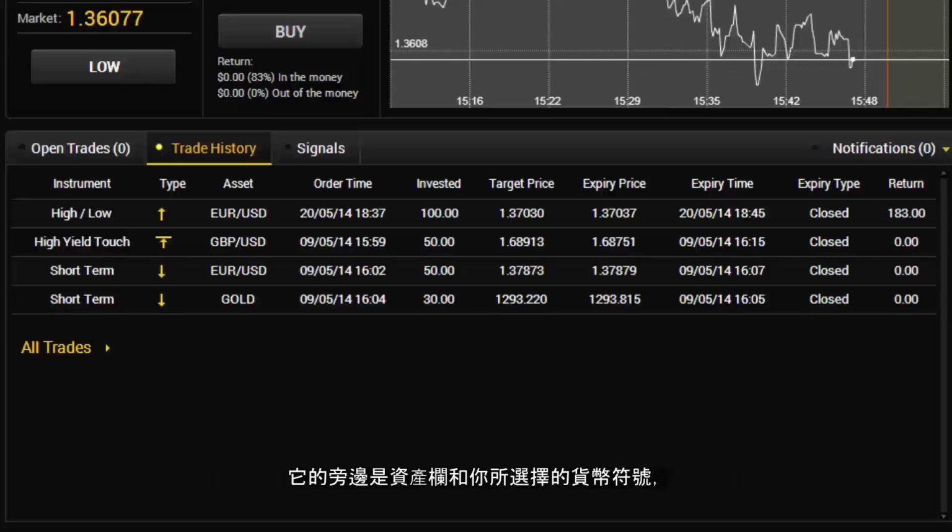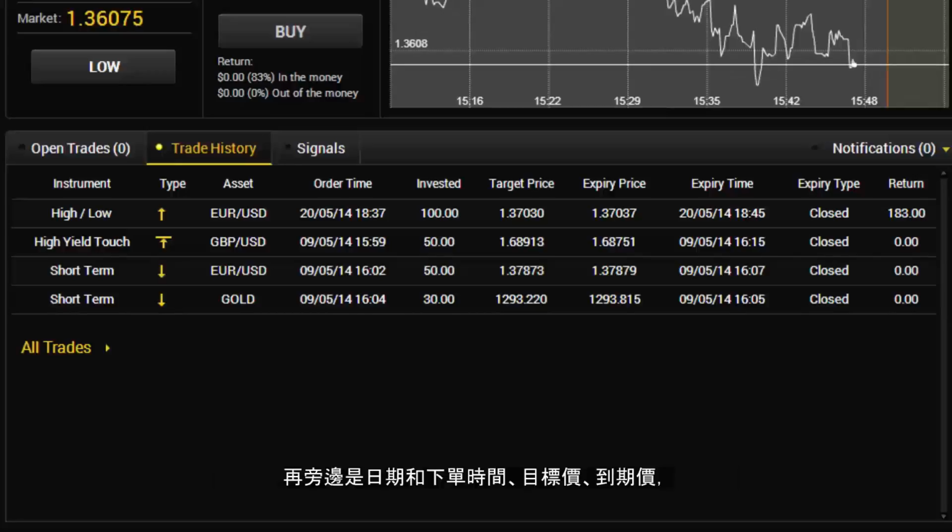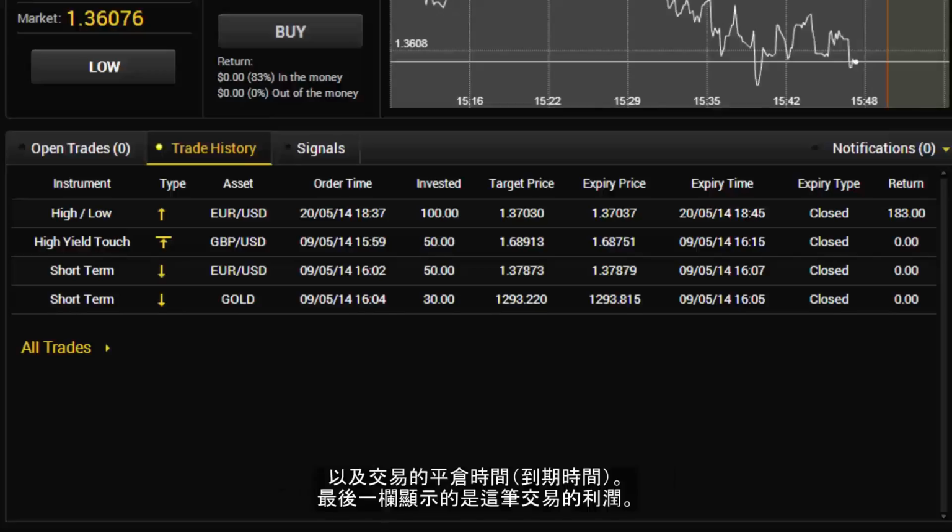Next to that are the asset and the symbol of your choice, and next to that again are the date and time of placing the trade and premium, target price, expiry price rate, and finally the time the trade was closed, or the expiry time. The last column shows the profit from a given order.